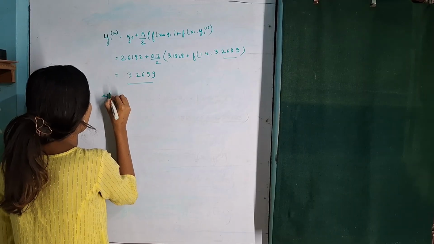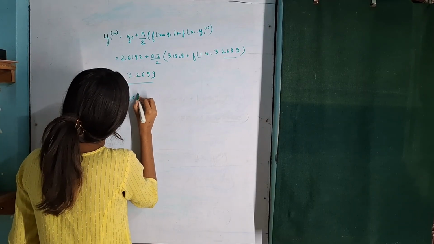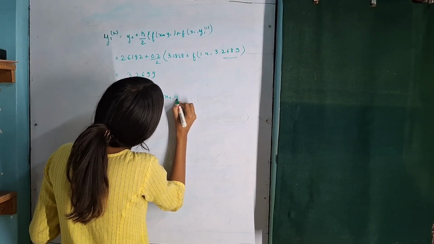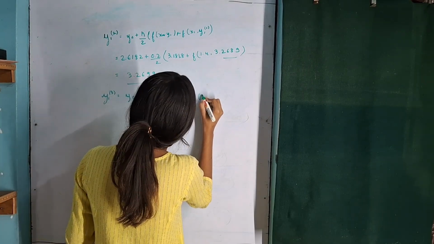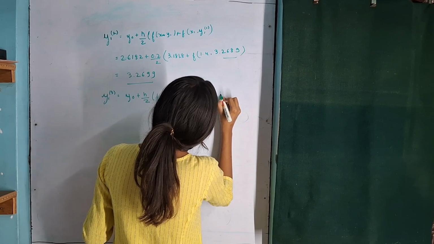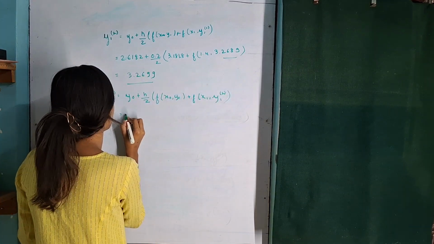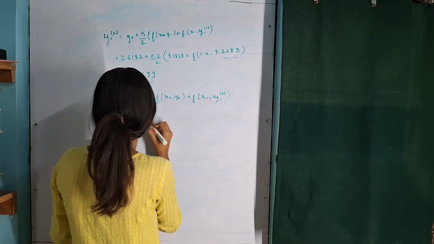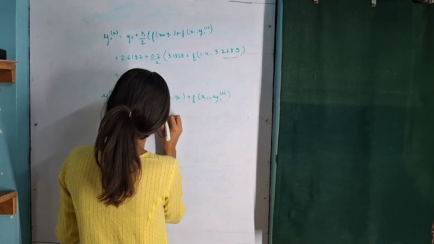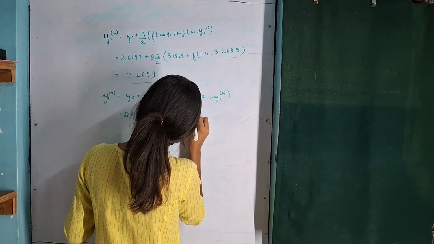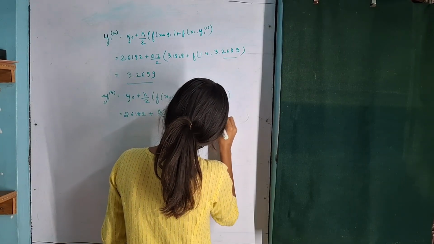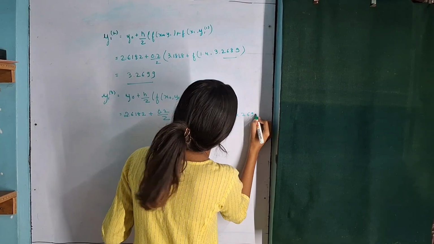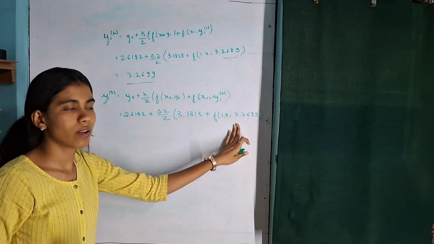So solve for y1 of 3. The formula will be the same. See, the formula will be the same in the sense that only the last term will be changed. Everything else remains the same and it's easy to remember. y0 is 2.6182, h is 0.2, this is 3.1818 plus f of your x1 is 1.4, and 3.2699. So again, you put these values into your calculator.